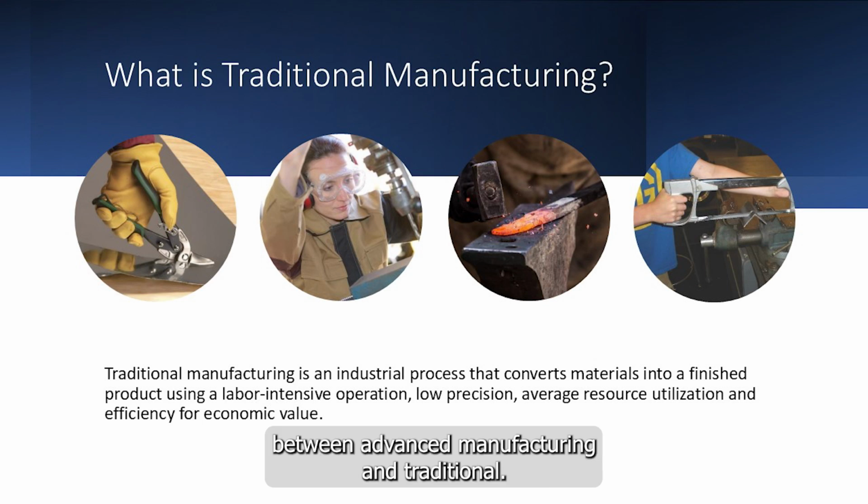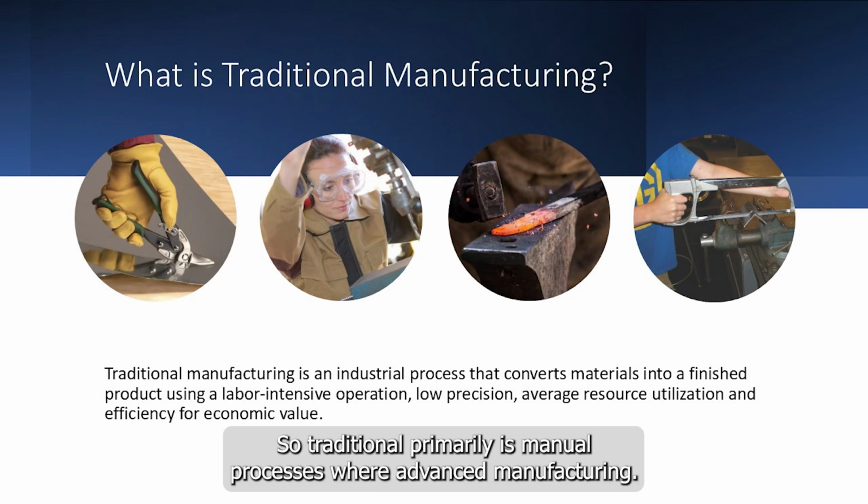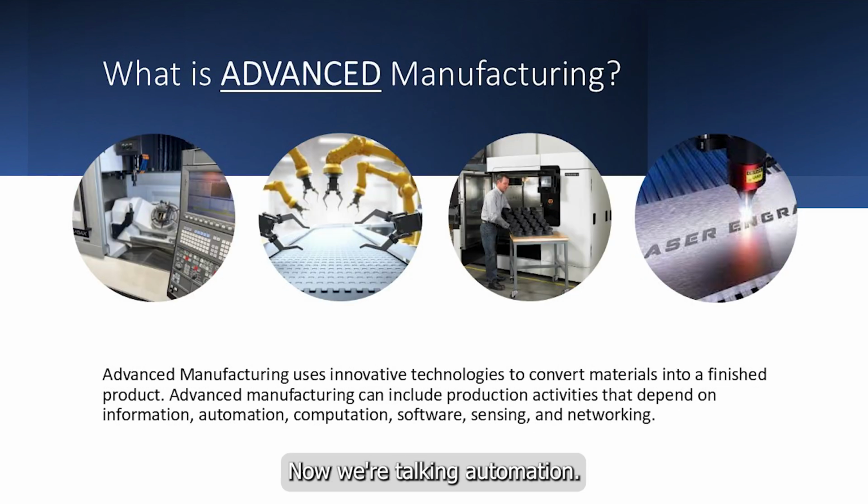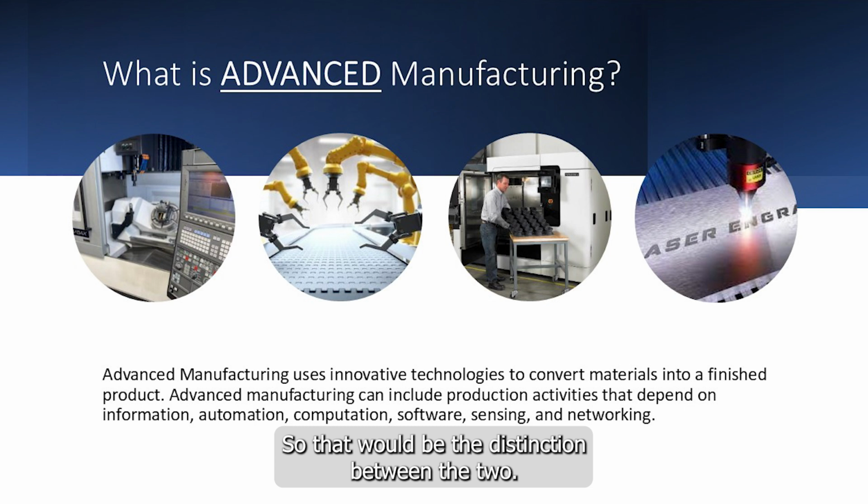Let's draw the distinction between advanced manufacturing and traditional. So traditional primarily is manual processes, where advanced manufacturing, now we're talking automation. So that'd be the distinction between the two.